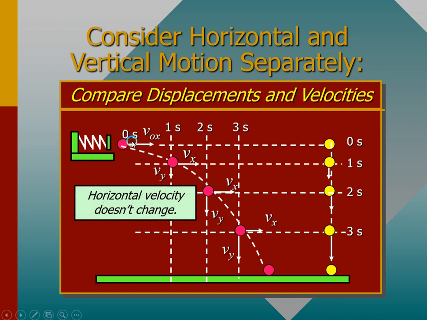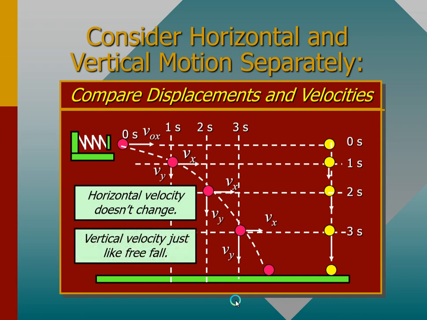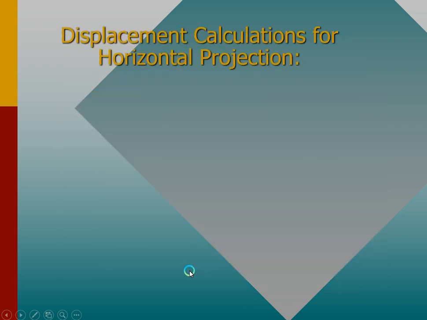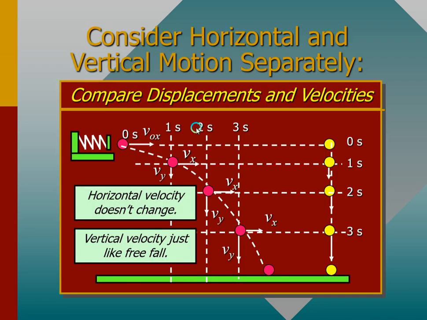Take note, based on our representation, the horizontal velocity doesn't change. It is just Vx, so there is no change. That means the vertical motion is just like free fall. There is no difference in the horizontal velocity, therefore it will act as free fall. So we saw that we have a distance from the initial point to the end point, or the terminal point.